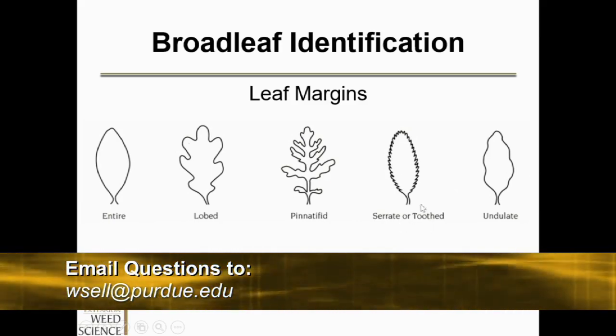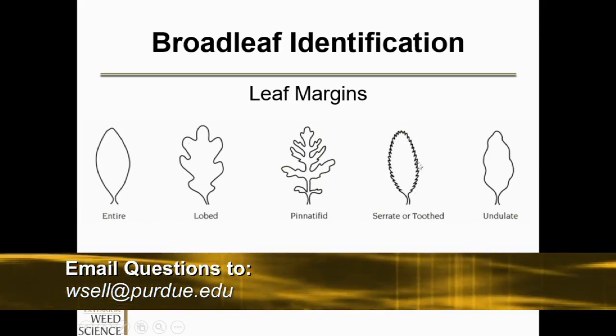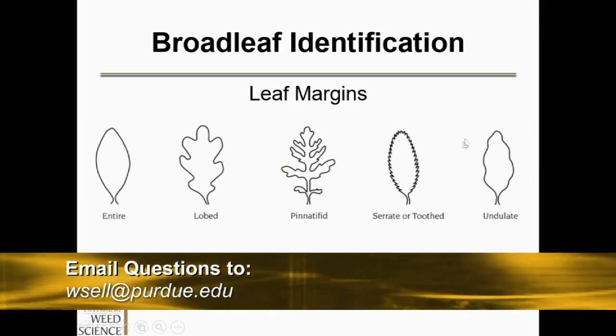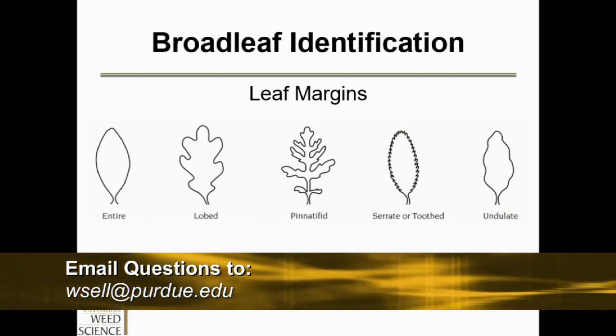We can have serrate or toothed leaf margins. You can see it's kind of similar to lobed, but much finer, so we would call this serrated or toothed. And then undulate is another one that we have, that a few of our weeds will have that type of structure.